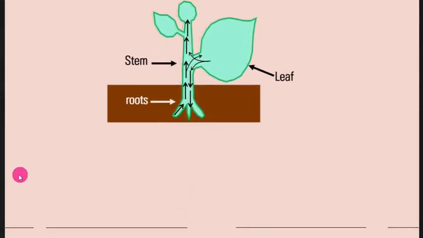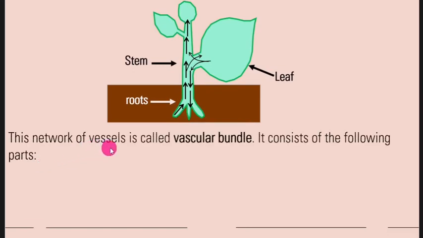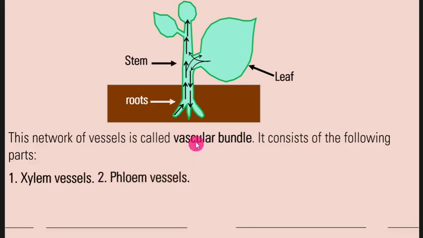So guys, what you should know here is that this network of vessels is called vascular bundle, and it consists of the following parts. It consists of the xylem vessels and the phloem vessels. So the vascular bundle, which is the network of vessels through which nutrients, mineral salts, and water move in a plant, consists of the xylem tubes and phloem tubes. All right, so let's move.